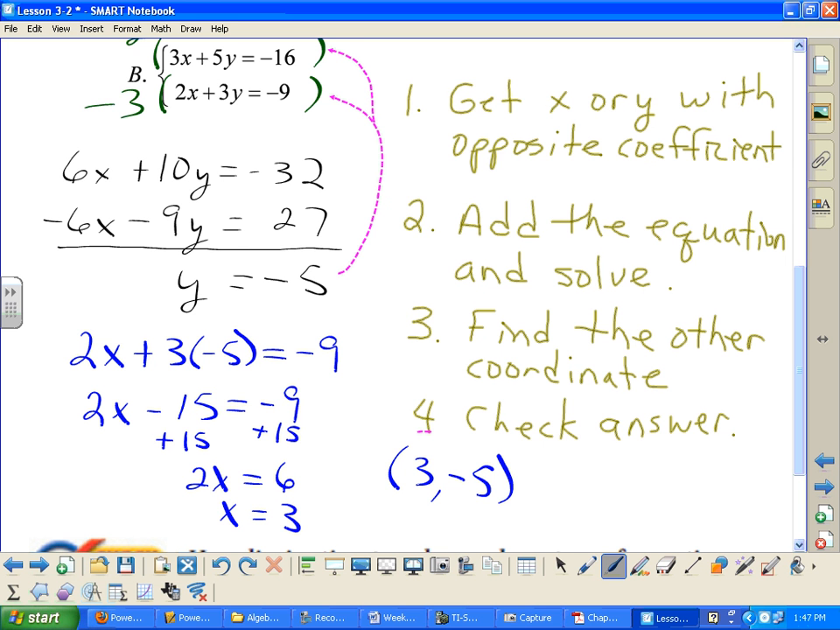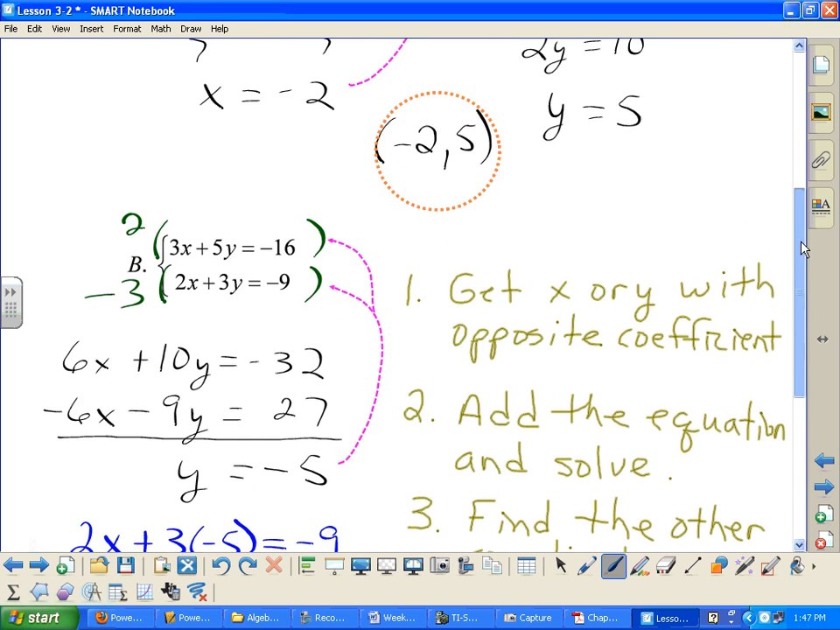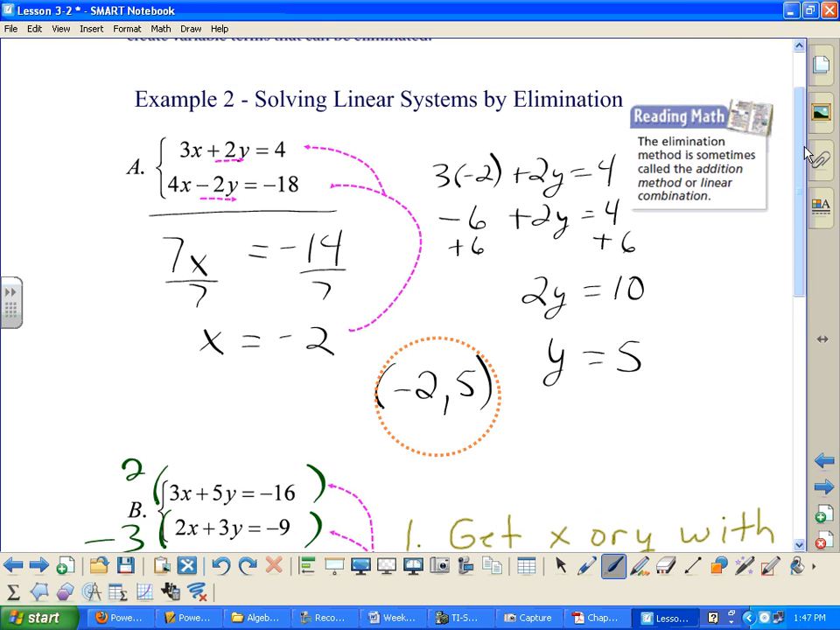All right, if we went back up here and checked the other one with -2 and 5, we used the top one, so check it with the bottom one. 4 times -2 is -8. -2 times 5 is -10. So -8 minus 10 is -18. So that checks also. So you should check them.